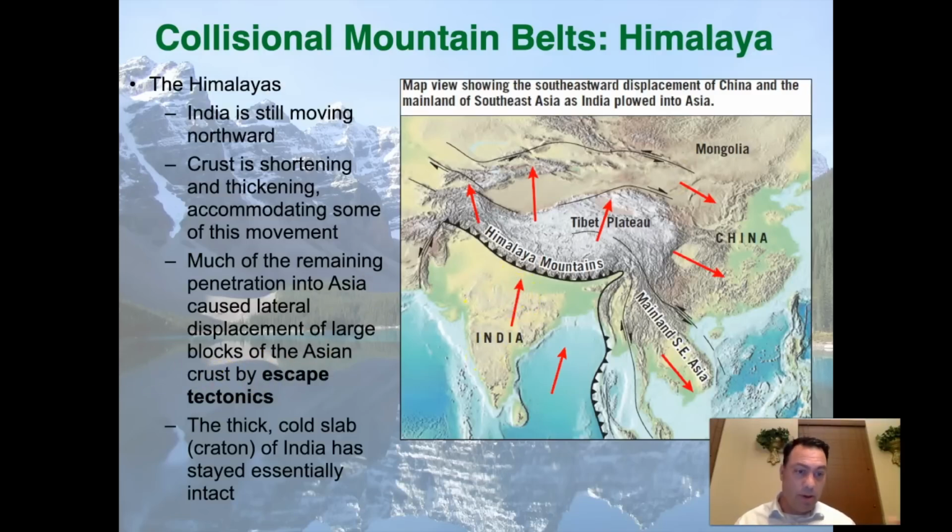And what's really interesting, we brought up this issue earlier, the thick cold slab, that's to say the craton of India, has stayed essentially intact. It hasn't deformed. It's still pushing forwards.